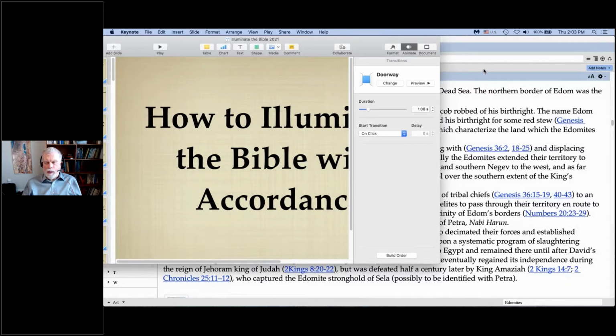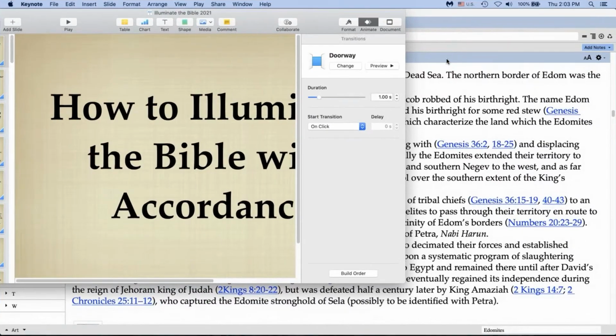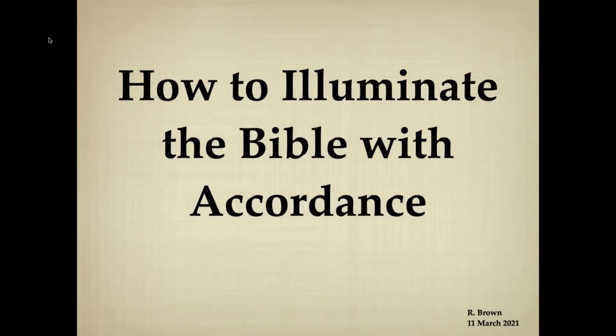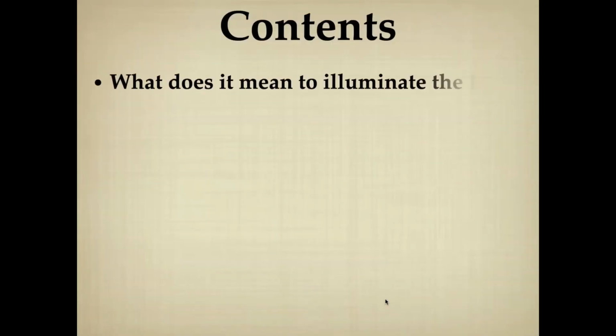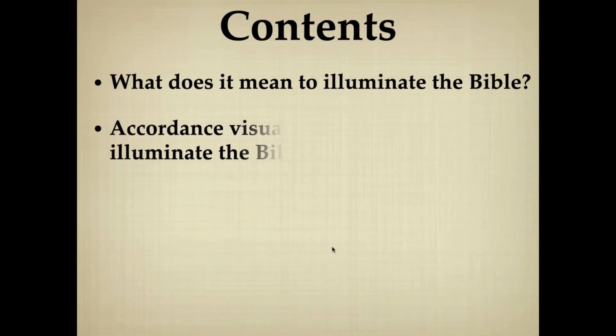Okay, I'm going to temporarily turn the video off here and play the presentation that I believe you can see on your screens now. What we're going to talk about today is how to illuminate the Bible with Accordance. In particular, we're going to talk about, first of all, what we mean by illuminating the Bible, at least the way we're using it today.